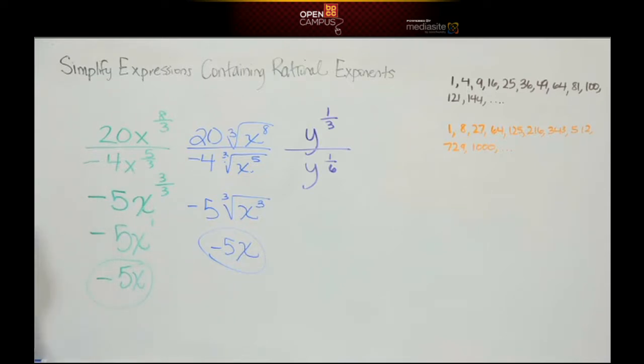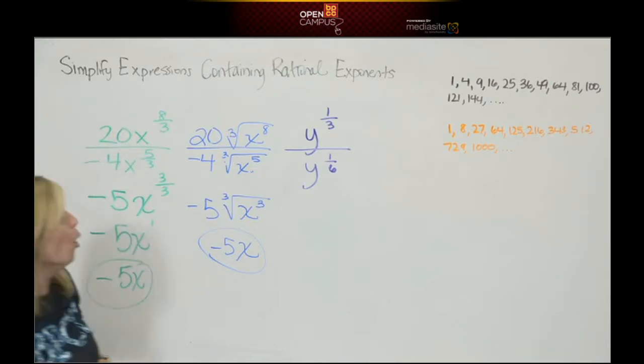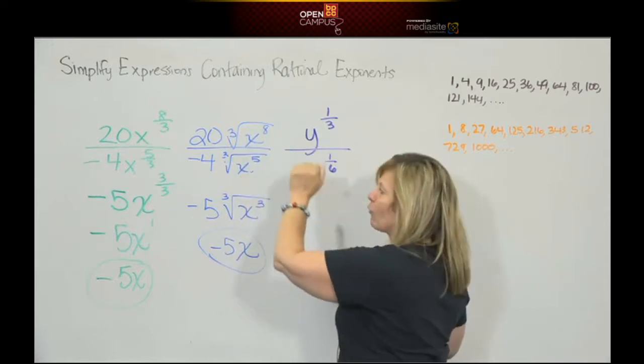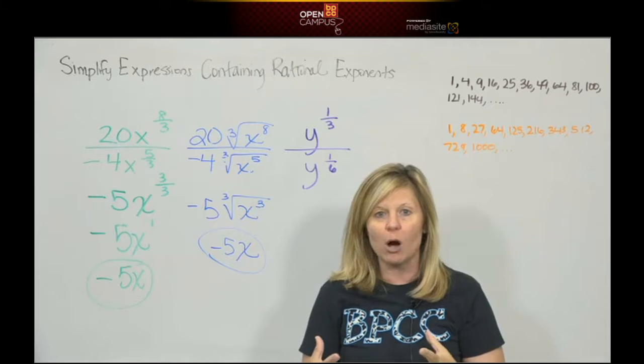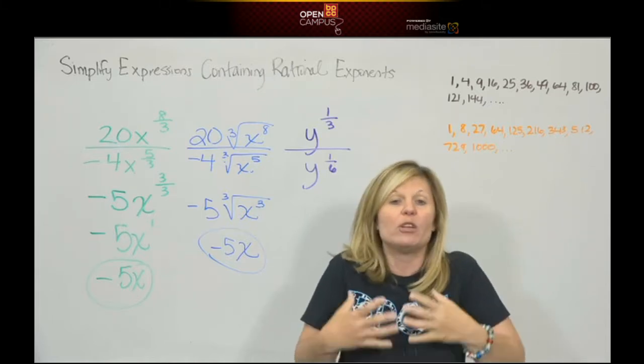Now you tell me which way was quicker: keeping it in terms of rational exponents and then just subtracting the fractions, or rewriting it in root radical form and then doing the division. It doesn't matter to me which approach you go with. Just pick the one that you feel more comfortable with.